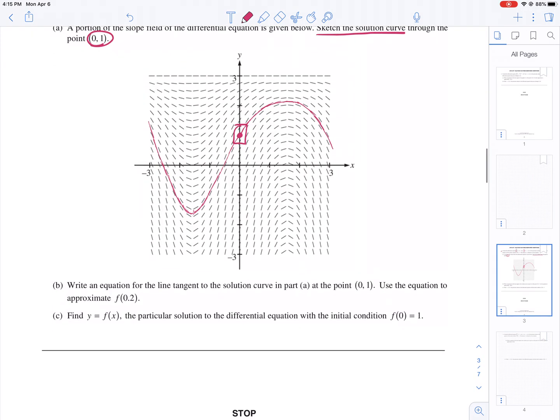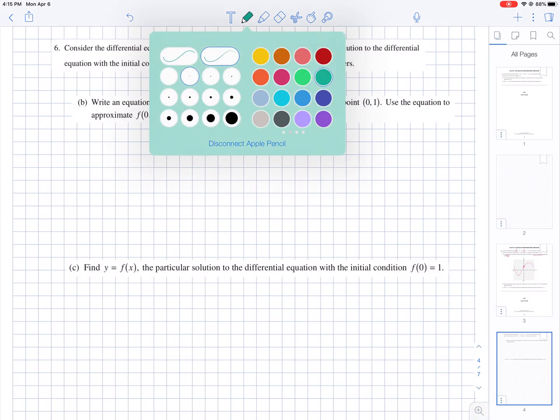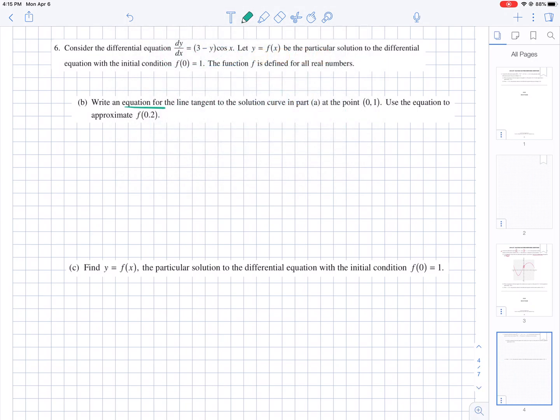All right, now B and C are pretty normal. One of them is write the equation of the tangent line at a point and then approximate. Then the other one is find the particular solution to the differential equation. You've been asked to do that quite a bit over the course of the year. The first thing you've been asked to do is find the equation for a tangent line. We've been doing that since September.